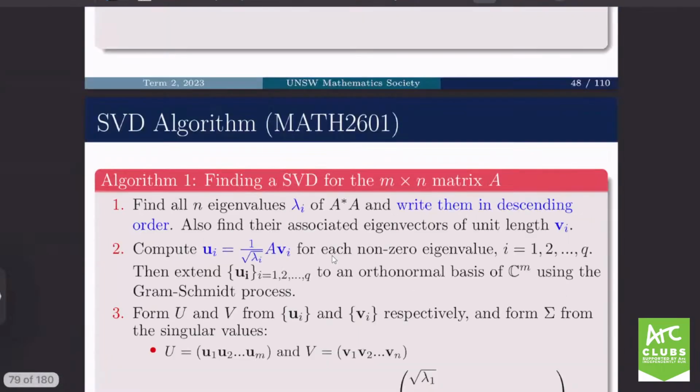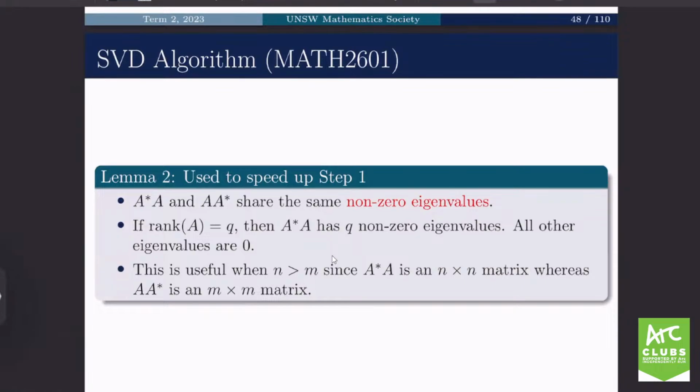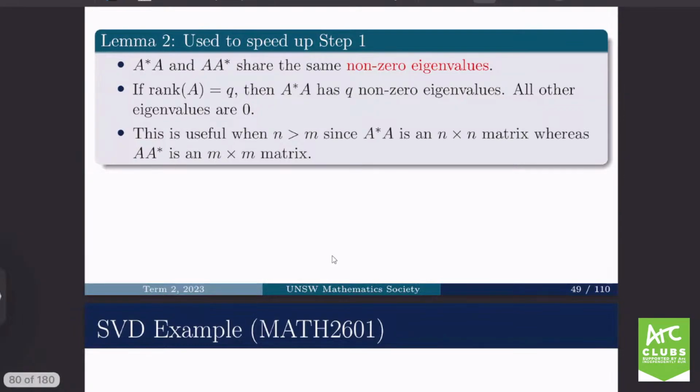All right, so one way of speeding up this algorithm is that A star A and A A star share the same non-zero eigenvalues. Second, if rank A equals Q, then A star A has Q non-zero eigenvalues. All other eigenvalues are zero, okay? So this is useful for when n is greater than m, since A star A is an n by n matrix, whereas A A star is an m by m matrix.